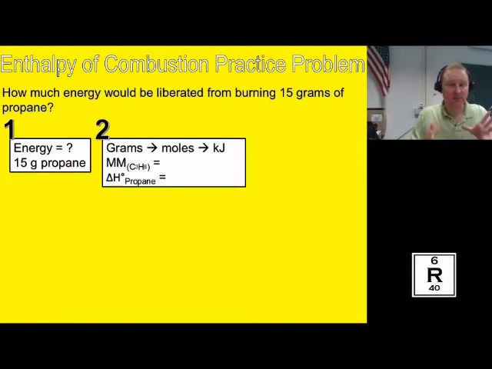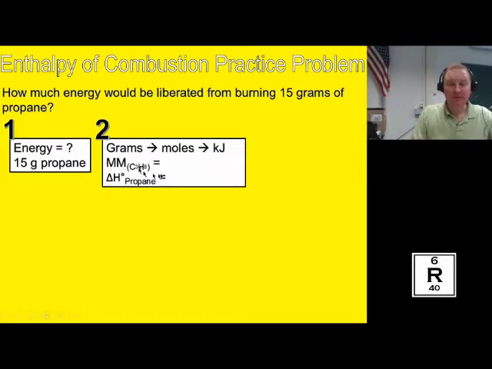The second thing is to formulate your plan. Since I have grams, I can convert that into moles using the molar mass on the periodic table. And once you have moles, you can convert moles into kilojoules using the standard enthalpy of combustion for propane. Now, get yourself a periodic table, maybe pause the video and try this out, see what you can do, and then come back.